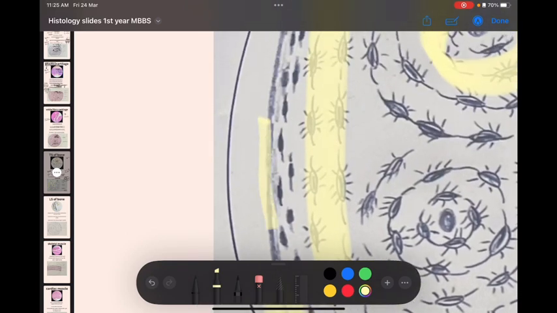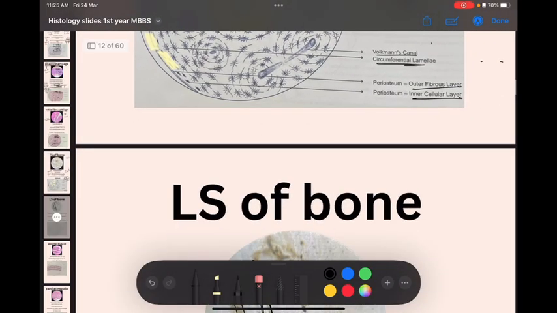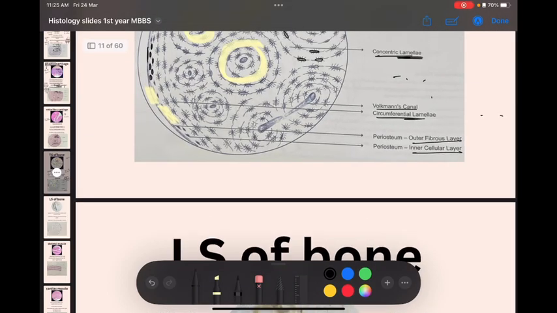Outer fibrous, inner cellular. Very easy, right? Very easy. Outer fibrous and inner cellular. These are cells, cellular. We completed with transverse sections of bone.